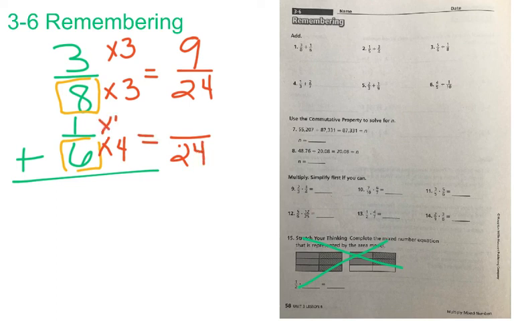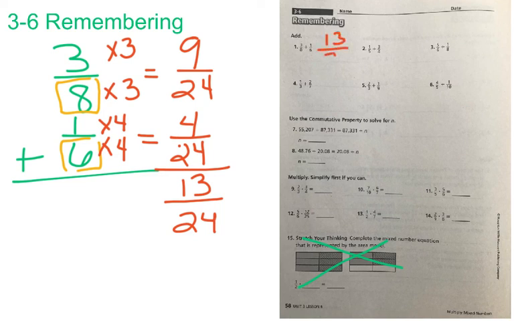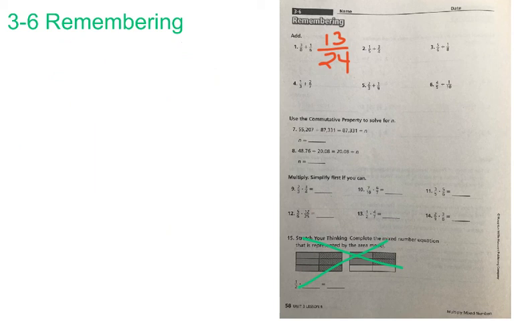Now, anything I do to the bottom, I have to do to the top, so 1 times 4 is equal to 4, and now I can add. 9 plus 4 is equal to 13. The denominator remains the same, so 13 over 24 is your answer for number 1. And remember, you're just working to get a common denominator with each of those. Let's go ahead and look at number 5 together.